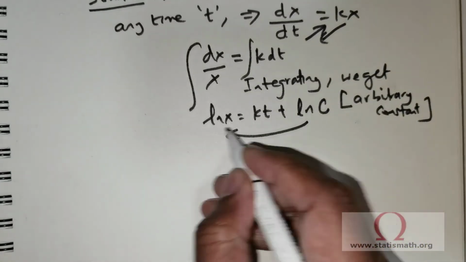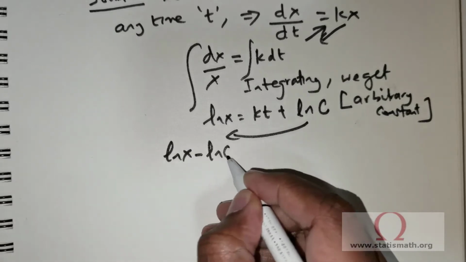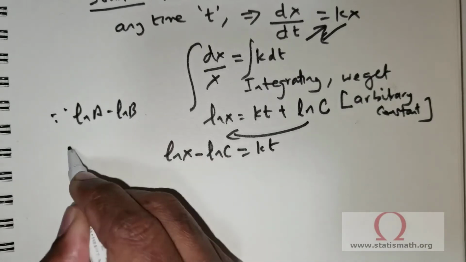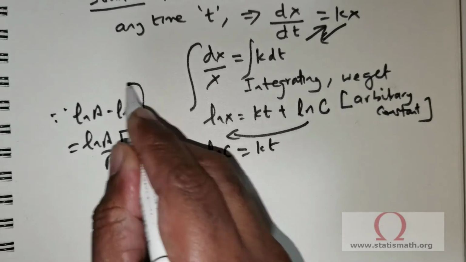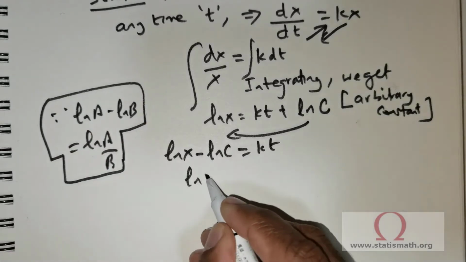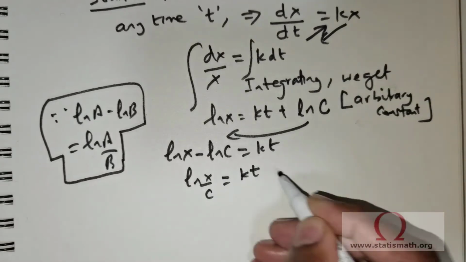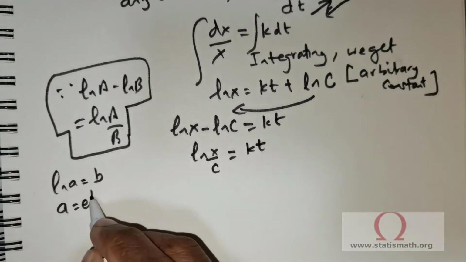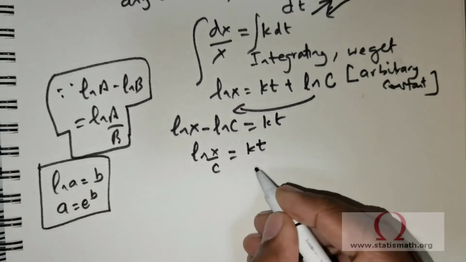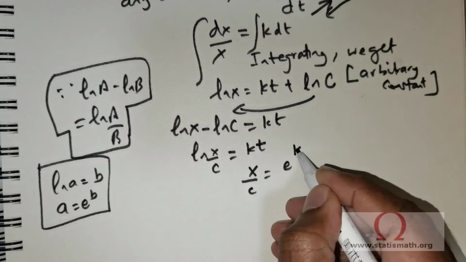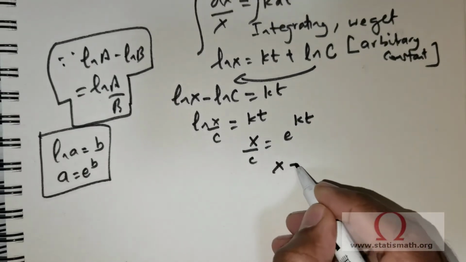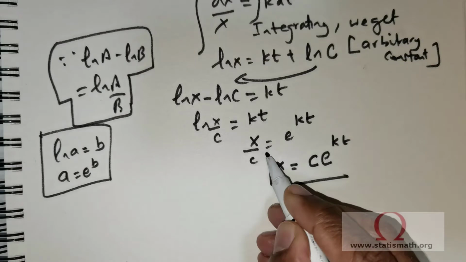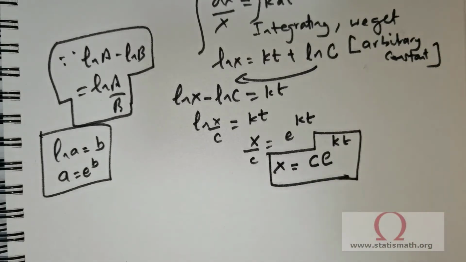So now I would move this ln c to the left. That would give me ln x minus ln c is equal to k times t. Now we have studied a formula: ln a minus ln b is equal to ln of a over b. By this formula, this is going to be ln of x divided by c is equal to kt. Now we have also studied a formula that if ln a is equal to b, then I can write a is equal to e raised to the power b. By this formula, this can be rewritten as x over c is equal to e raised to the power kt. And from here, I can write x to be equal to c times e raised to the power kt. So this is my required equation to solve the question.